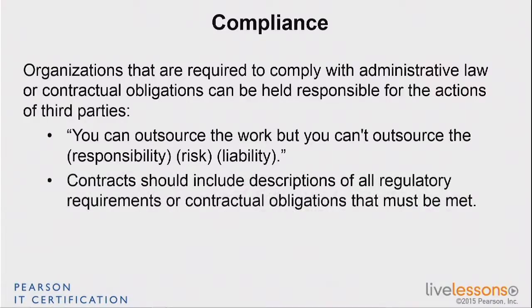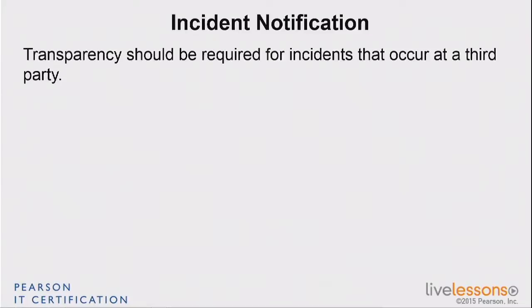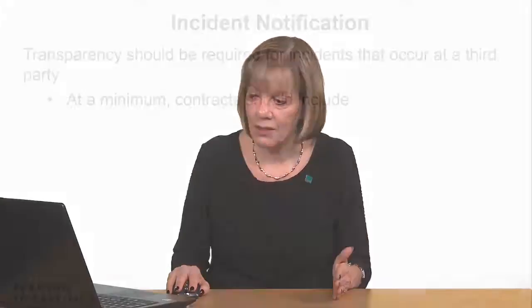So contracts should include descriptions of all regulatory requirements or contractual obligations that must be met. Transparency should be required for all incidents that occur at a third party. I can't stress this enough. What you don't want to have is an incident that occurs and the third party never notifies you. Remember that the contracting organization is still responsible for the security and the privacy of the data because you can't outsource the liability. You can't outsource the risk.